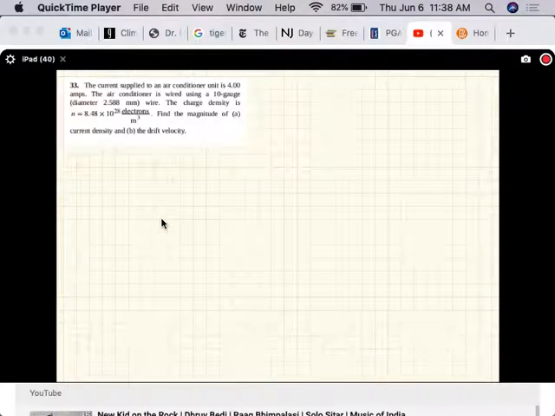Okay, so this problem says the current supplied to an air conditioner unit is 4 amps. By the way, here's a quick way to calculate the power. Power supplied to the AC is V times I. It's supplied at 120 volts. I think, yeah, to the AC it's not 240, it's 120. 120 times 4 is 480, about 500 watts. So an AC uses the power of 5 times this bulb.